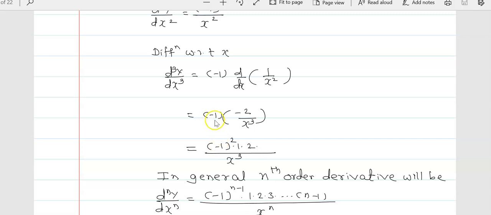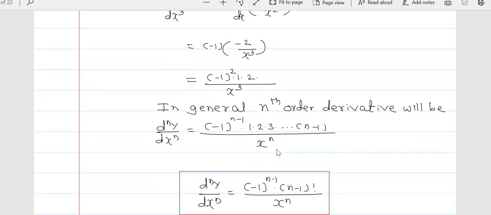And the constants, which are 1, 2, 3, they will be natural. Is there any relationship between this power and this constant? Yes, there is a relationship. What is that? Minus 1 raised to, the power of this x is 3 and here is a 2. That is minus 1 raised to n minus 1. And this is extended up to 1.2. Therefore, now this is the power 3.